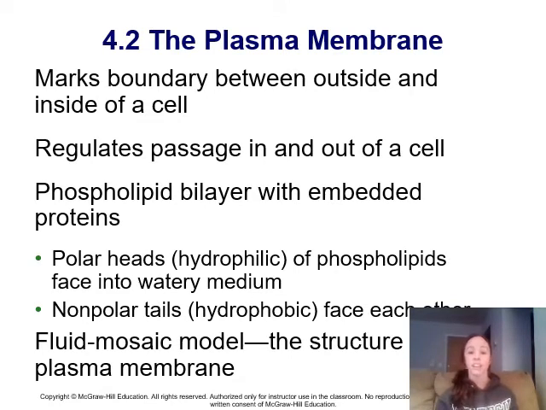So all cells have a plasma membrane surrounding them. It plays an important role because it regulates what goes in and out of the cell. And the cellular membrane is made up of phospholipids. And the phospholipid molecules look a little bit like tadpoles, with the heads being hydrophilic, or water-loving, and the tails being hydrophobic, or water-fearing. The inside of the cell is a watery substance, so it's going to be hydrophilic.